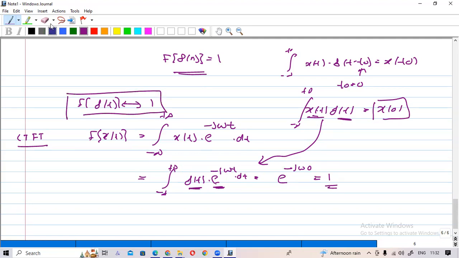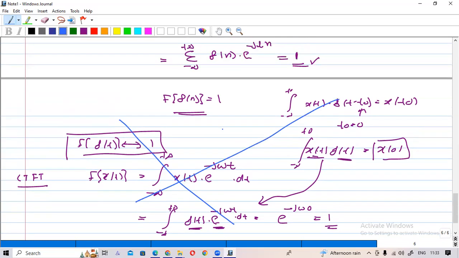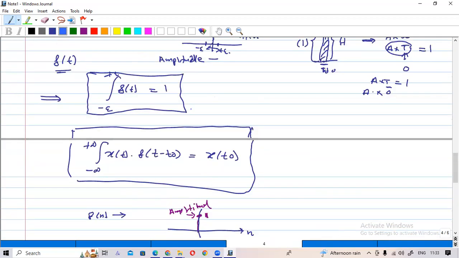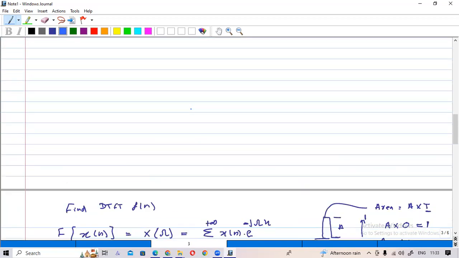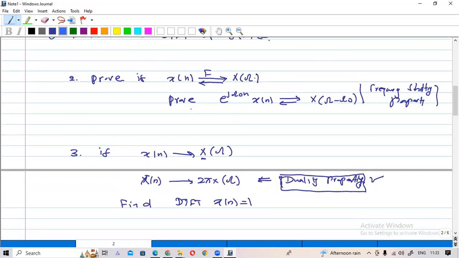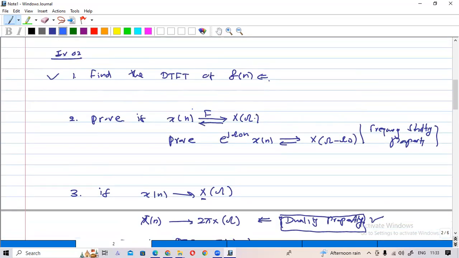You can remember this, but there is no need for the discrete time signal; this is the continuous time Fourier transform. So the Fourier transform of delta[n] is 1. If you have any problem, please ask. I am doing this quickly because I hope you already have the idea.